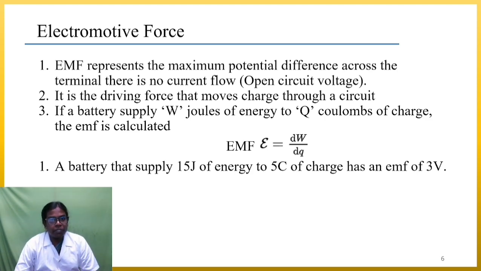Now the electromotive force. The EMF in a battery represents the maximum potential difference across the terminals when no current flows, that is, the open circuit voltage. It is the driving force that moves charge through a circuit. If a battery supplies W joules of energy to Q coulombs of charge, EMF is calculated as epsilon equals change in joules divided by change in charge. For example, if a battery supplies 15 joules of energy to 5 coulombs of charge, the EMF is 3 volts. This is the calculation of EMF.